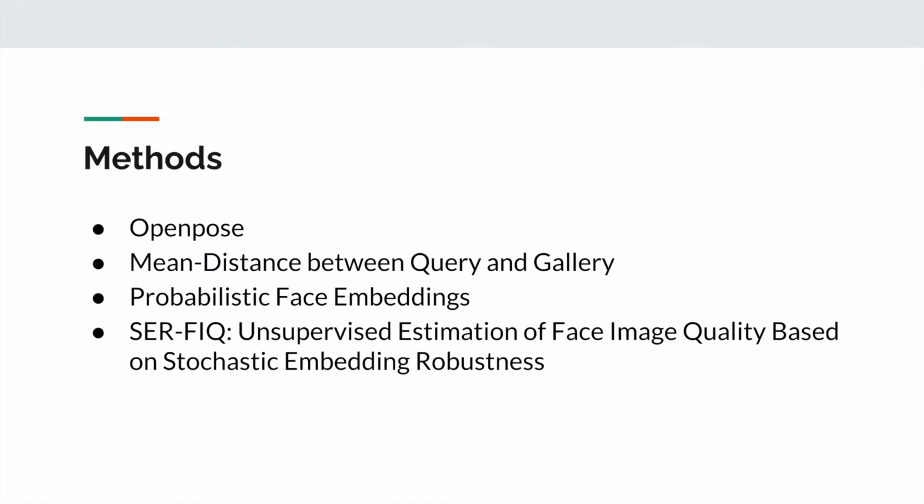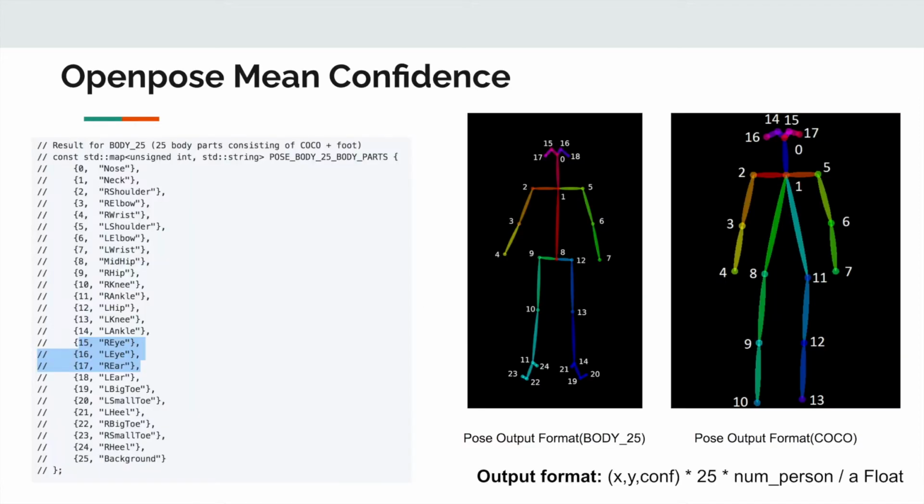I have tried several methods to label the quality of images: OpenPose, mean distance between query and gallery, probabilistic face embeddings, and SER-FIQ, unsupervised estimation of face image quality based on stochastic embedding robustness. The first two methods work well, whereas the latter two fail in my case.